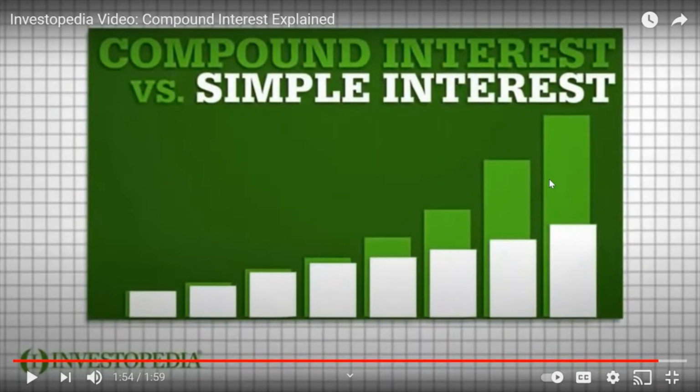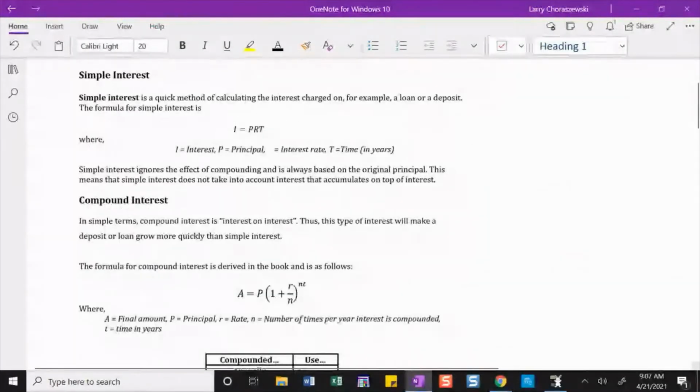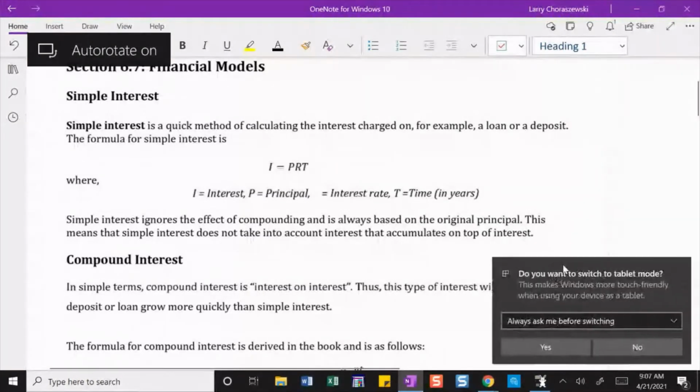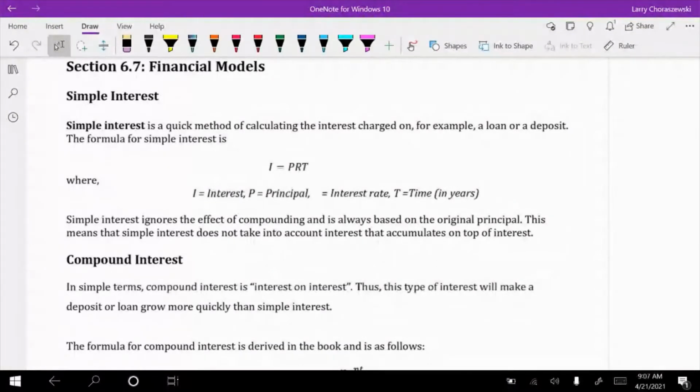But the histogram bars, they follow an exponential pattern, and I'm going to present to you a formula that is basically exponential in nature, which can help us predict how much money would be in the account under compound interest after a period of time. Before that, though, I'll provide you the formula for simple interest. And I believe we touched on this formula way back in the beginning of the semester when we were working in Chapter 1.